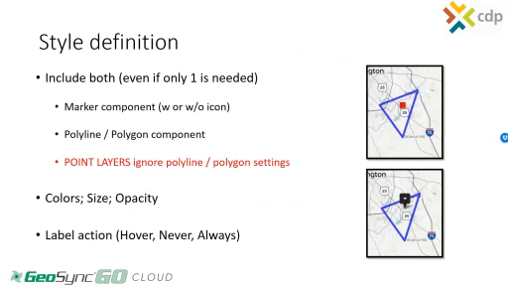The style also includes label action settings to tell what's going to happen when you mouse over that particular symbol. So if you hover over the symbol, the option is a label will pop up, or you can say I never want to see a label, or you can have it force the symbol to be turned on at all times, or a label be turned on at all times. And again, if you have a point layer, you don't need to worry about the polyline polygon settings, because it's going to ignore those when it draws and renders the symbol or the style.